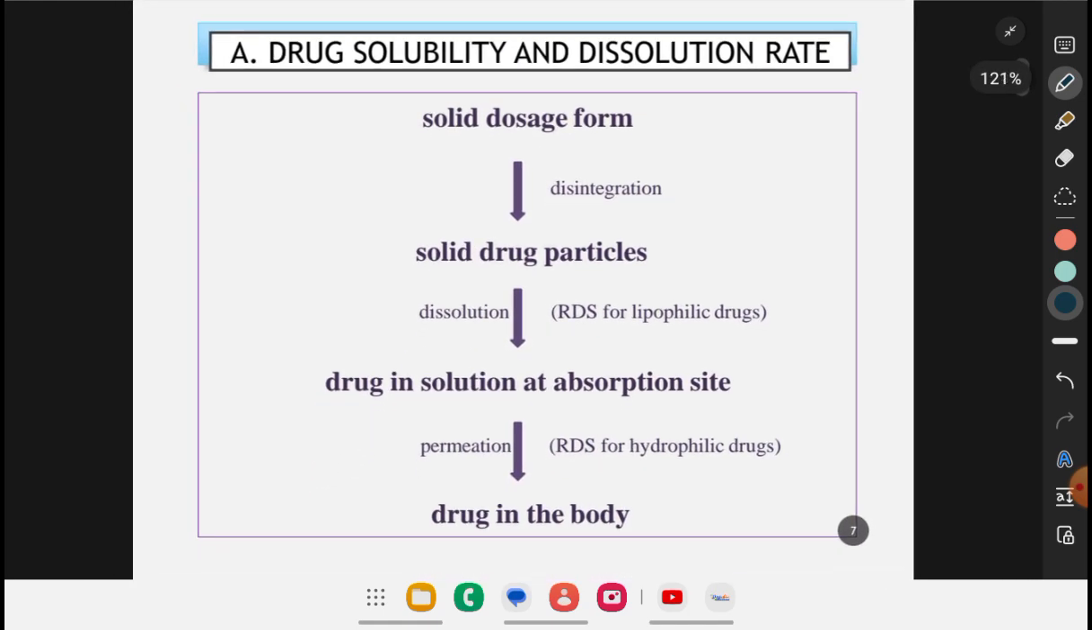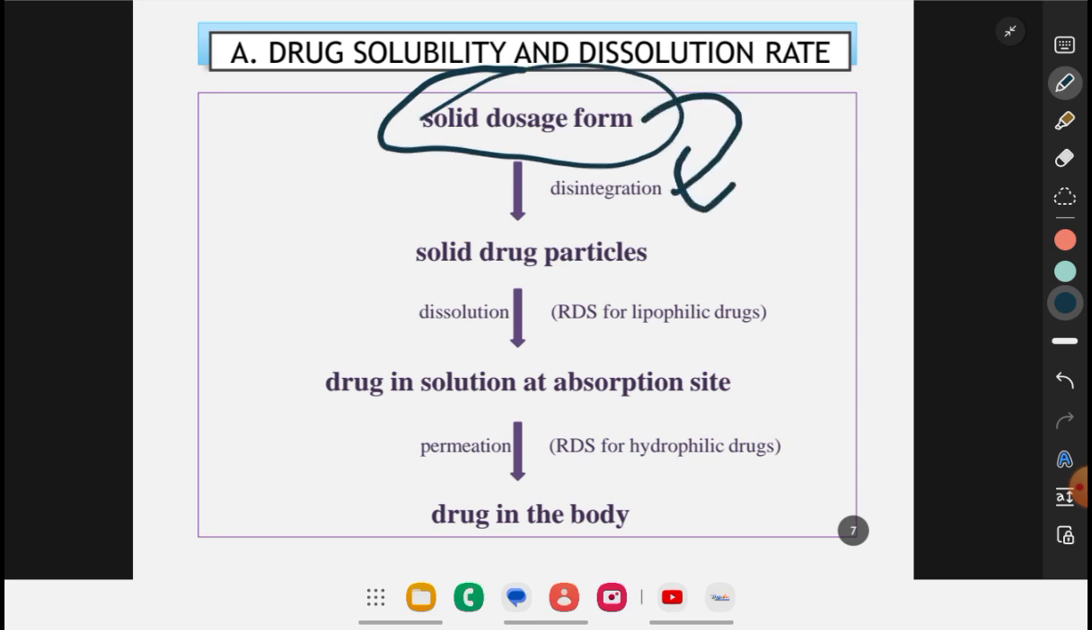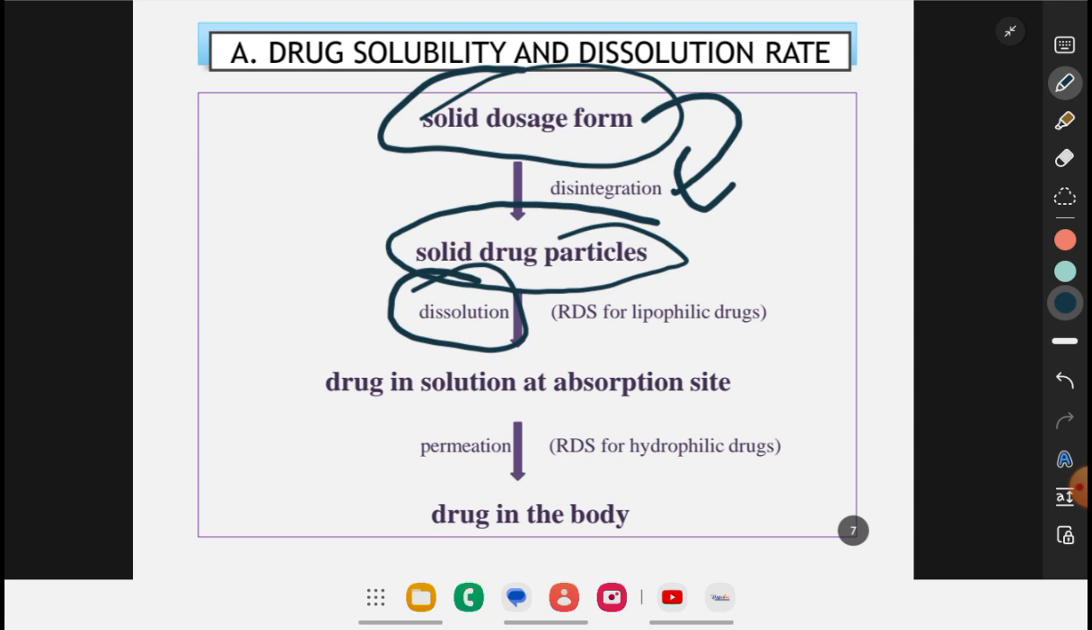So first, coming to drug solubility and dissolution rate. As we know, when we take the solid form of a drug, it will get disintegrated. Solid drug particles get disintegrated. After disintegration, dissolution will take place. Next, the drug is in solution at the absorption site. Then permeation will occur, and the drug goes into the body, to where its action is required.